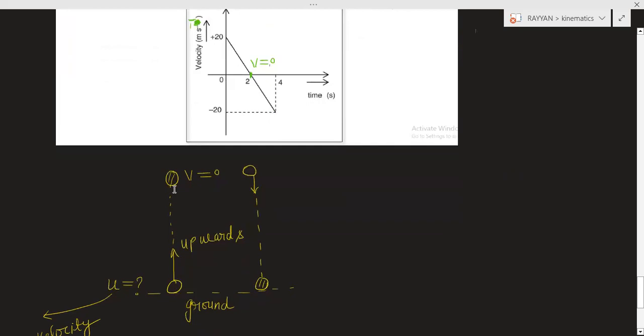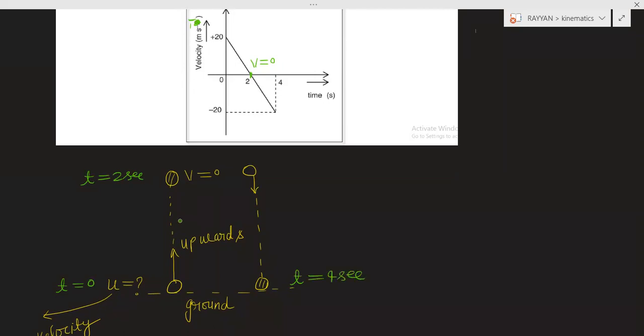So this is the time where t is equal to 0, and this is the time where t is equal to 2 second, and this is the time where again t is equal to 4 second. So at t is equal to 2 second, the velocity is 0. Now for finding the maximum height, this will be the maximum height of the body.